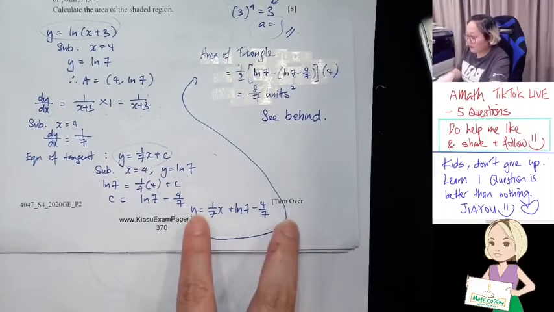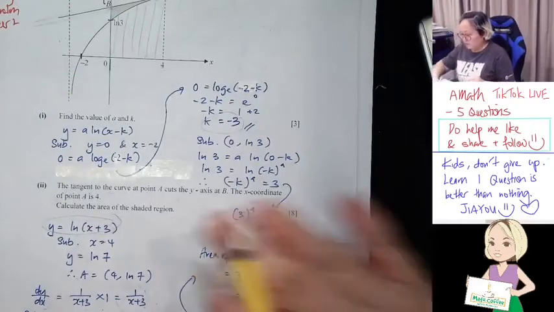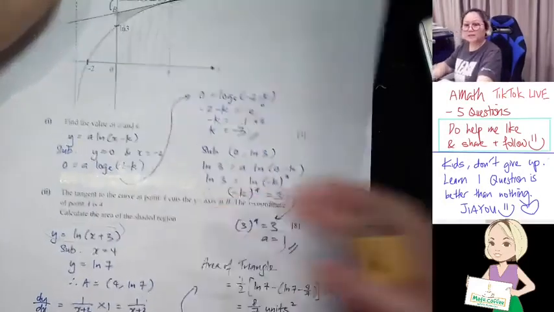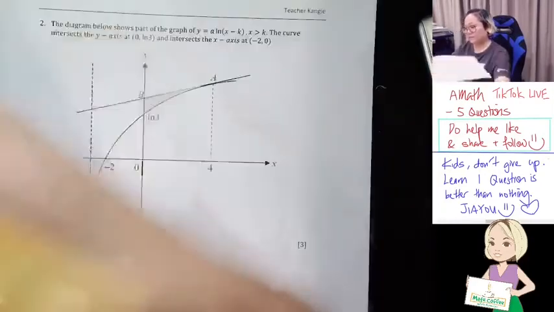Okay? Then, after that, okay, don't look at this one first. So, the trick is this, see behind first. Where is my blah blah blah? Here.